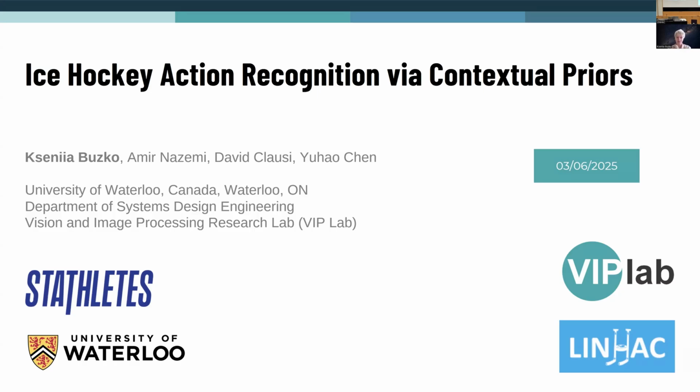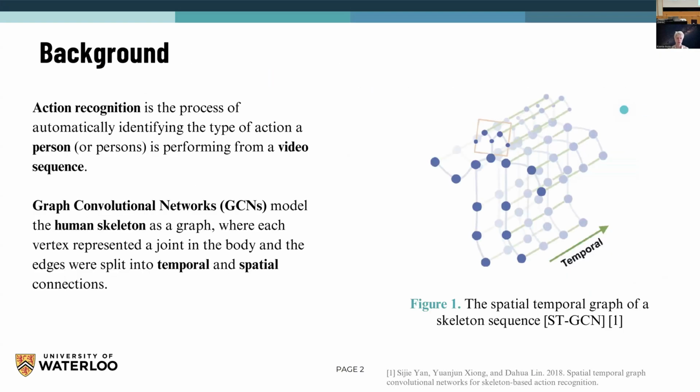Okay, so hello everyone, my name is Kseniia, and today I'm presenting our research paper called Ice Hockey Action Recognition via Contextual Priors. This project targets human action recognition in ice hockey. In our definition of action recognition, we focus on a single player within the bounding box and what he does, such as striking the puck with a stick, maintaining position, skating, or performing stick work.